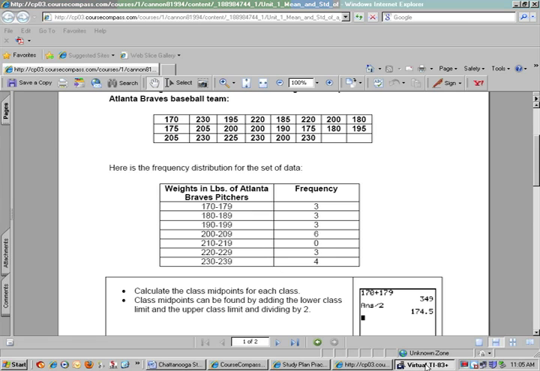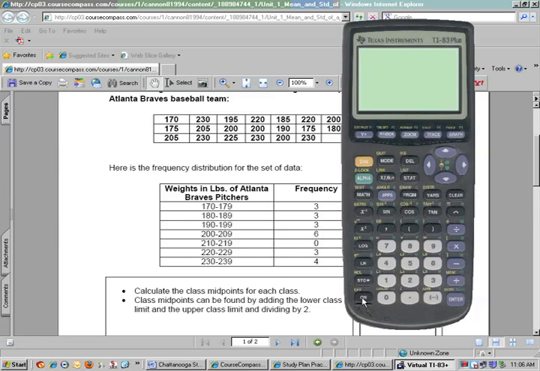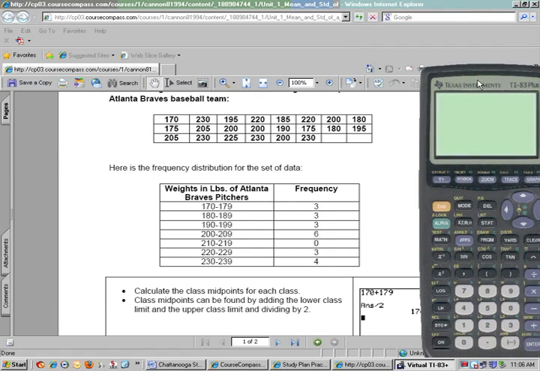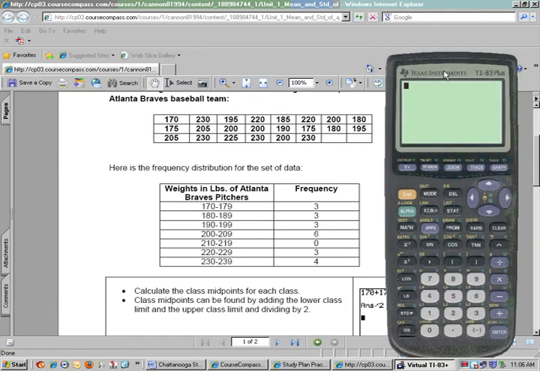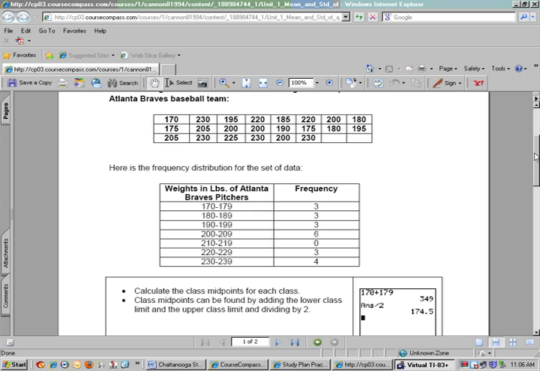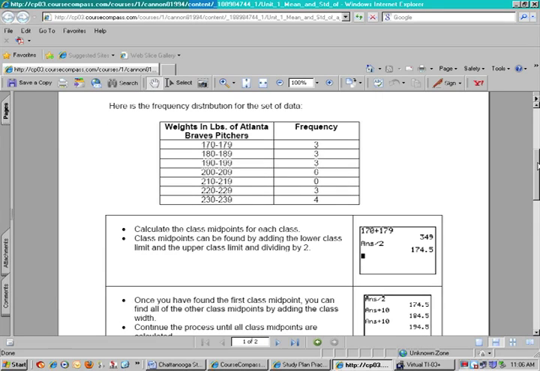So I want to call up my calculator, and we need to place values into our calculator. Now, to be able to find the mean and standard deviation, you first have to calculate the class midpoint. So I want to go through this in our handout. Let me pull this down.